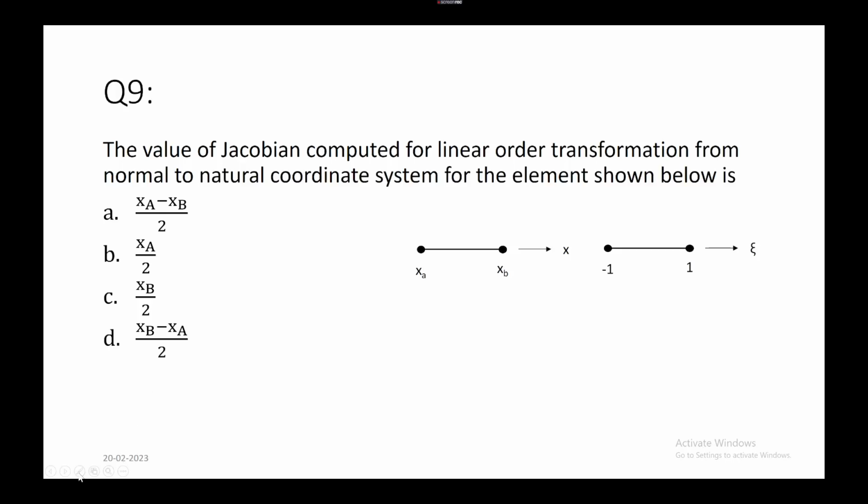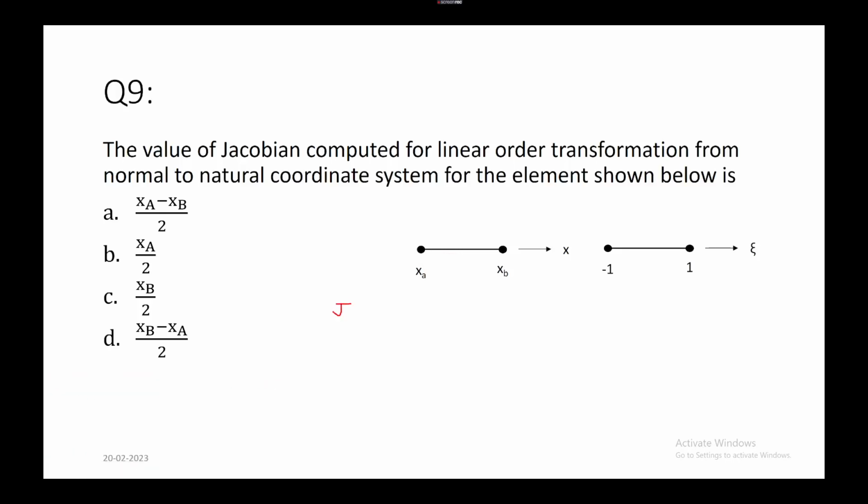Okay, now we are going to come to the concept of Jacobian. So the value of the Jacobian computed for the linear order transformation from the normal to the natural coordinate system for the element. Are you aware of what Jacobian means? This is once again a transformation from the points from the normal coordinate system to the natural coordinate system. So there is a Jacobian which is associated with it. We'll just see how the Jacobian is defined before going on.